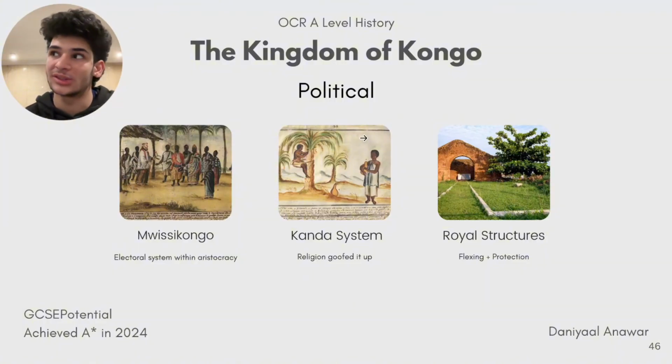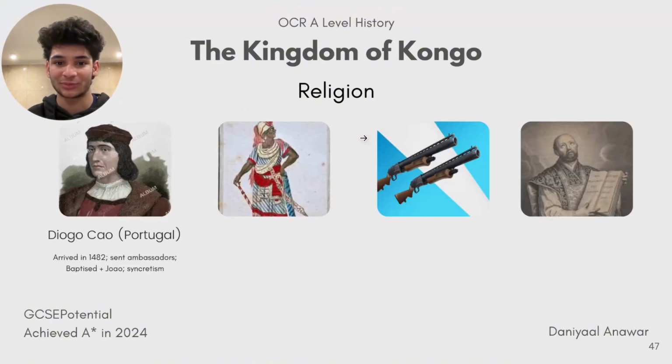Protection also, though, because they used these royal structures to scare off other people. Because if you're that rich that you have these royal palaces, right? If we try to fight you, we're probably going to lose. So we're not going to want to fight you, okay? So that was the dual ambition with the royal structures.